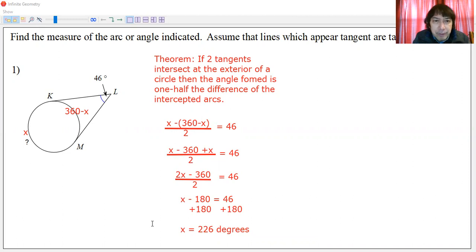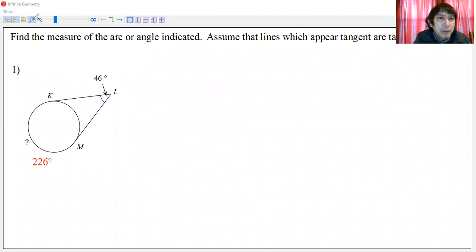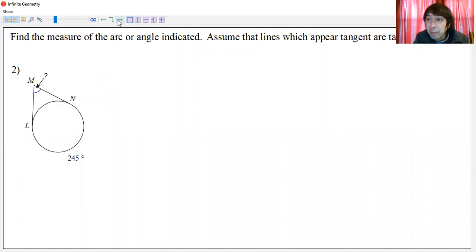All right, let's check and verify. You can check the answer below the diagram. There, it's 226 degrees. You can see it over here, which is exactly what we have here. That should be the answer. All right, let's continue with the next, number 2. Let me clear the screen and the answers. Proceed to number 2.